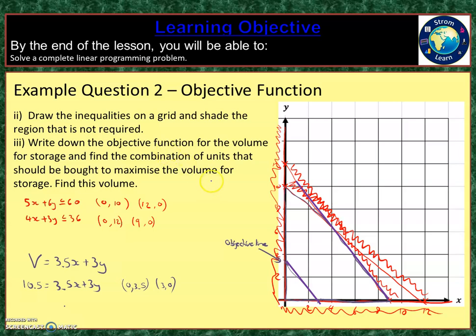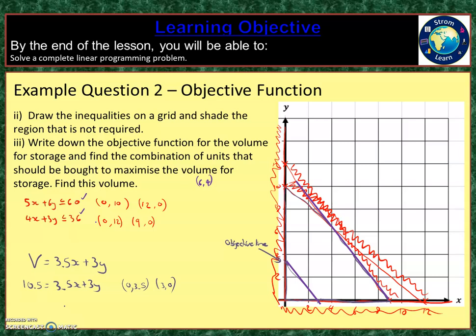So let's think about the 6, 4. Let's test it in these two inequalities. For the first one, I'd get 30 plus 24, which is less than or equal to 60, so it meets this one here. Does it meet the second one? 4 times 6 is 24, 3 times 4 is 12, so that's 36. Yes, it meets that one there. So the 6, 4 does work.